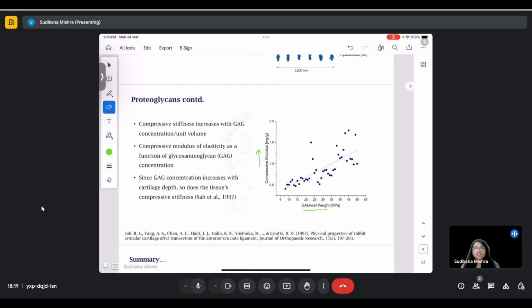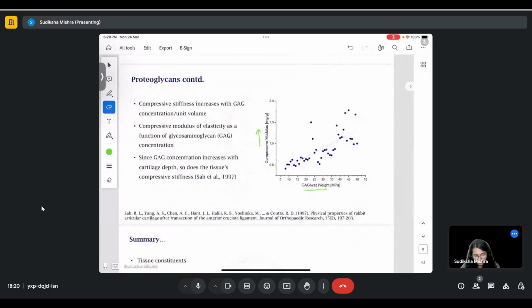But in general, the compressive modulus of elasticity of a protein in which glucosaminoglycans are present depends on the amount of glucosaminoglycans. More the amount, more the compressive stress. Also, if you increase the cartilage depth, if you go inside the cartilage, the glucosaminoglycan concentration increases, and therefore the tissue compressive stiffness also increases.